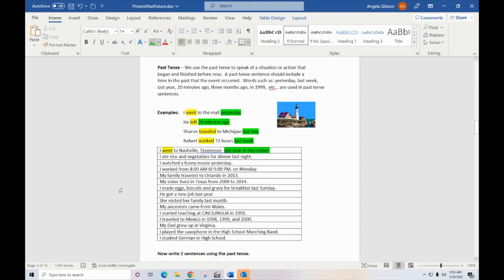Where did you go last year? I ate rice and vegetables for dinner last night. So in this sentence, ate. This is the past tense of the verb to eat. So eat is present tense, ate, past tense. I ate rice and vegetables for dinner. When? Last night. There's our time right there.